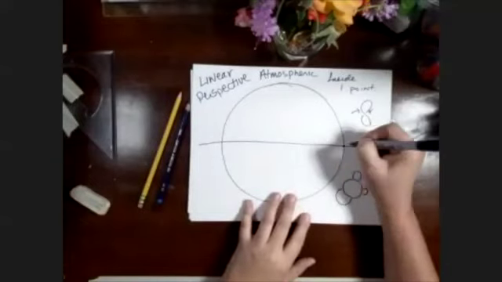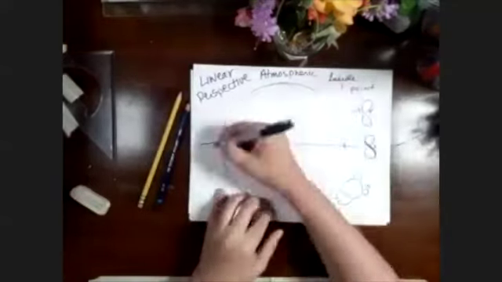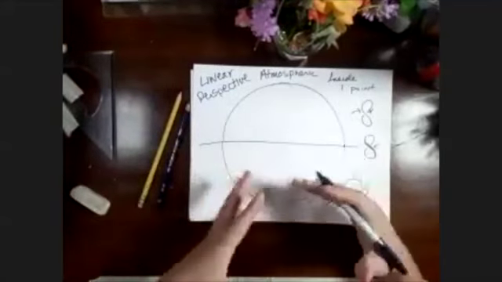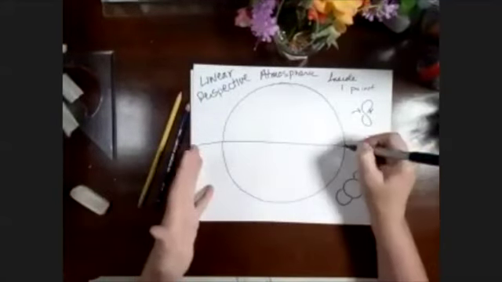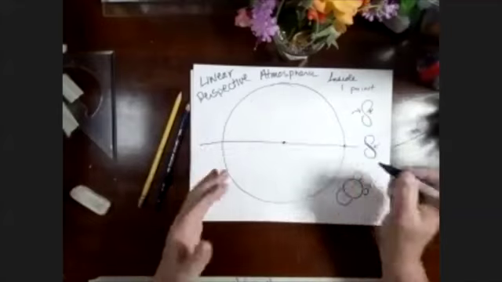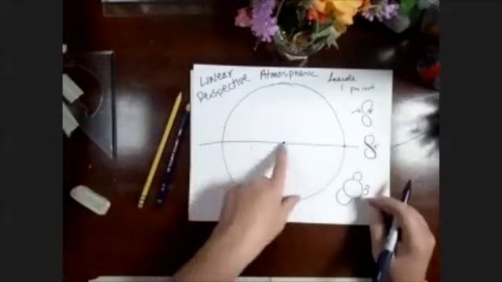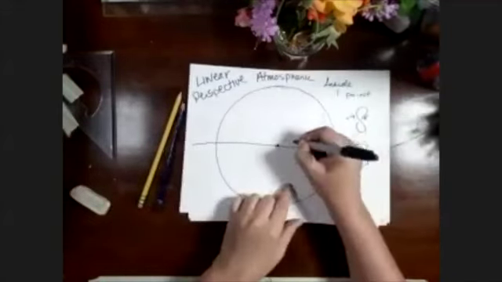So what you need is a big circle. That's your sphere of view, I don't know what you're supposed to call it, and a dot in the middle, like that. This is what you call a horizon line.